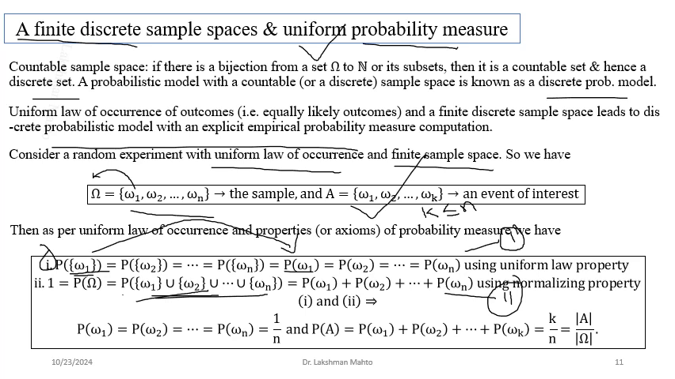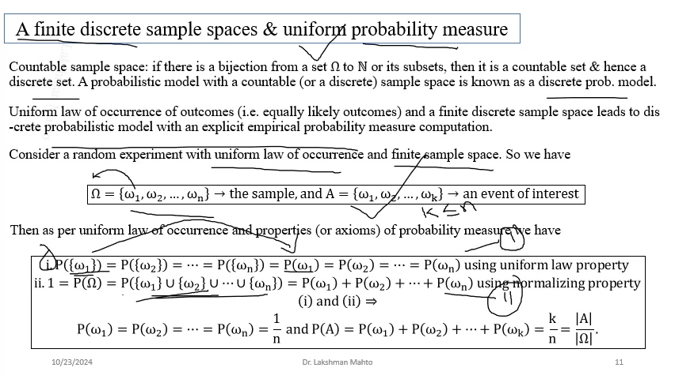Here, that means probability of omega 1 is equal to probability of omega 2, and like that. So you will say that probability of omega 1 plus probability of omega 2 plus probability of omega 3, you can write it as probability of omega 1 plus probability of omega 1 plus probability of omega 1 plus probability of omega 1, and how many times is it coming? N times.